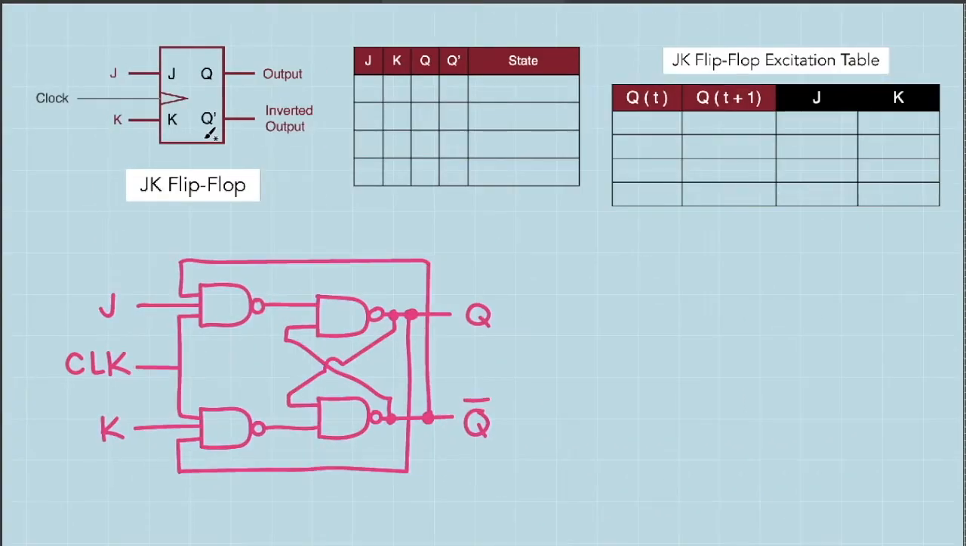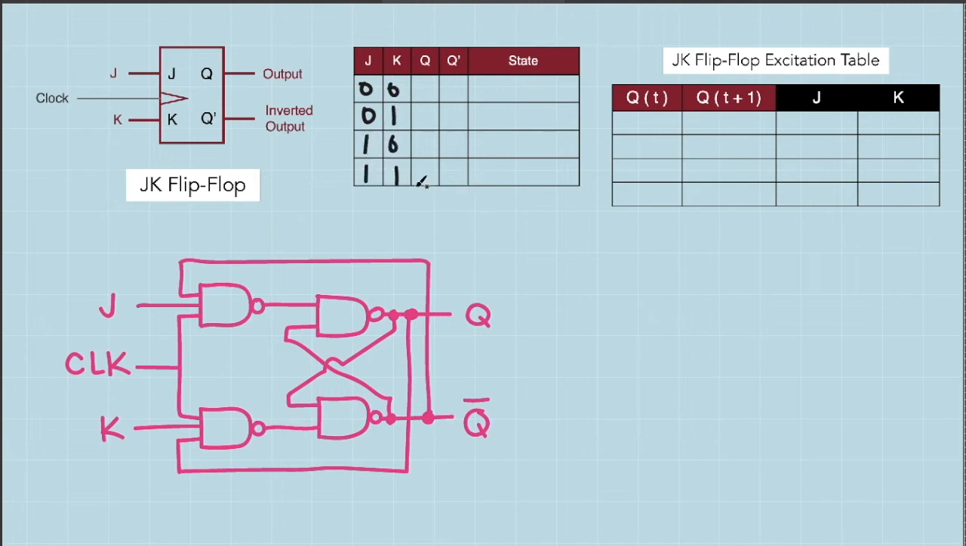Let's now explore the most versatile flip-flop, which is the JK flip-flop. The name JK flip-flop comes from its inventor, Jack Kilby. So the J input in a JK flip-flop is similar to the set input of an SR flip-flop, and the K input of a JK flip-flop is similar to the reset input of an RS flip-flop or an SR flip-flop. So the possible combinations of J and K are the following: 0, 0, 1, 1, 0, 1, 0, 1.